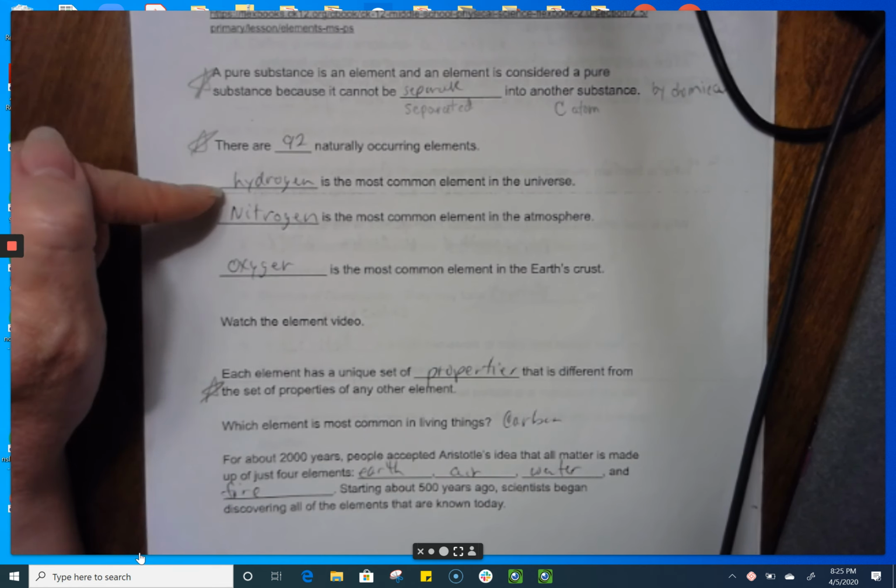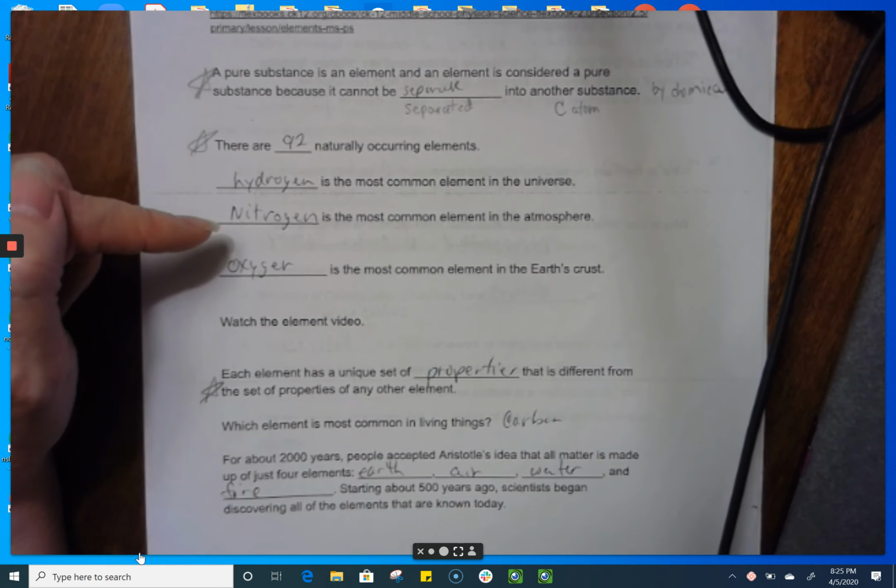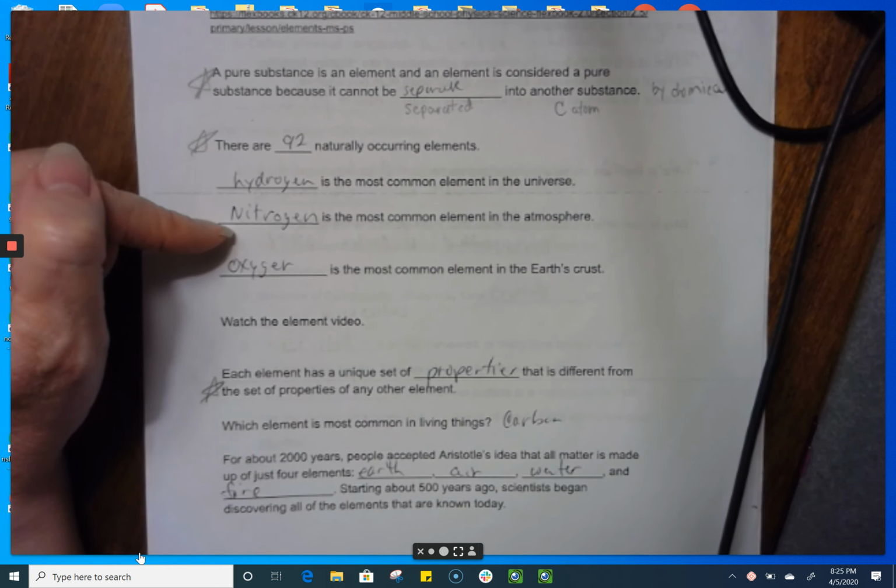You need to know that hydrogen is the most common element in the universe. Nitrogen is the most common element in the atmosphere. Now, because we're humans and we're pretty self-absorbed, normally we would think that oxygen is probably the most common element in the atmosphere because that's what we need to survive, but actually it's not, it's nitrogen.